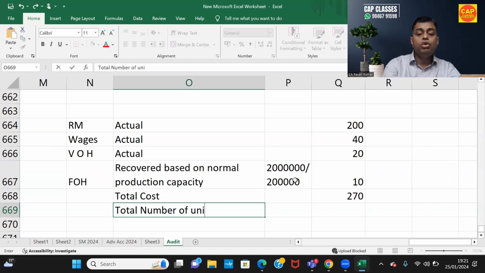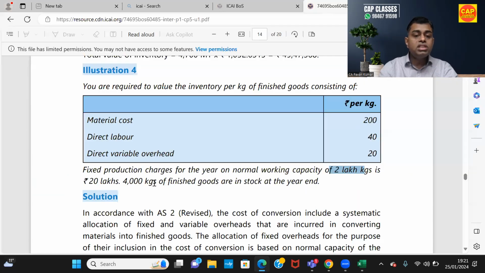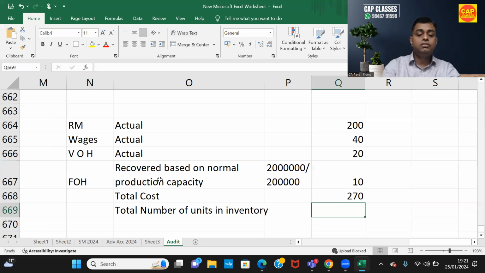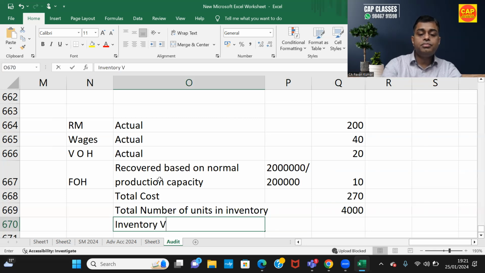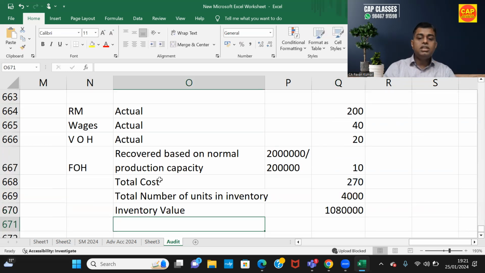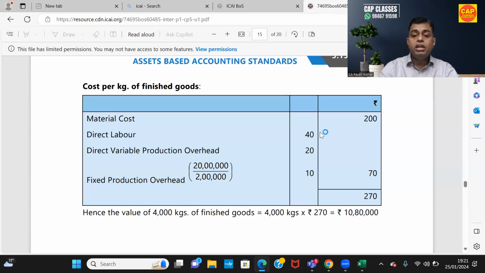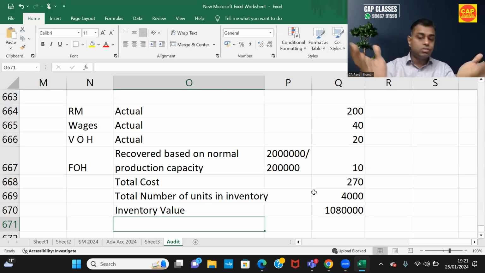Total number of units in inventory. They have given, the company has 4,000 units in hand, 4,000 kgs. So total inventory value is equal to this into this. That's all, ladies and gentlemen. 10 lakhs 80,000 is the value. So look here, that is what they said. Material 200, direct labor 40, variable overhead 20, fixed overhead at 10, total 270. 270 into 4,000 kgs is 10 lakhs 80,000. That is this answer, ladies and gentlemen.